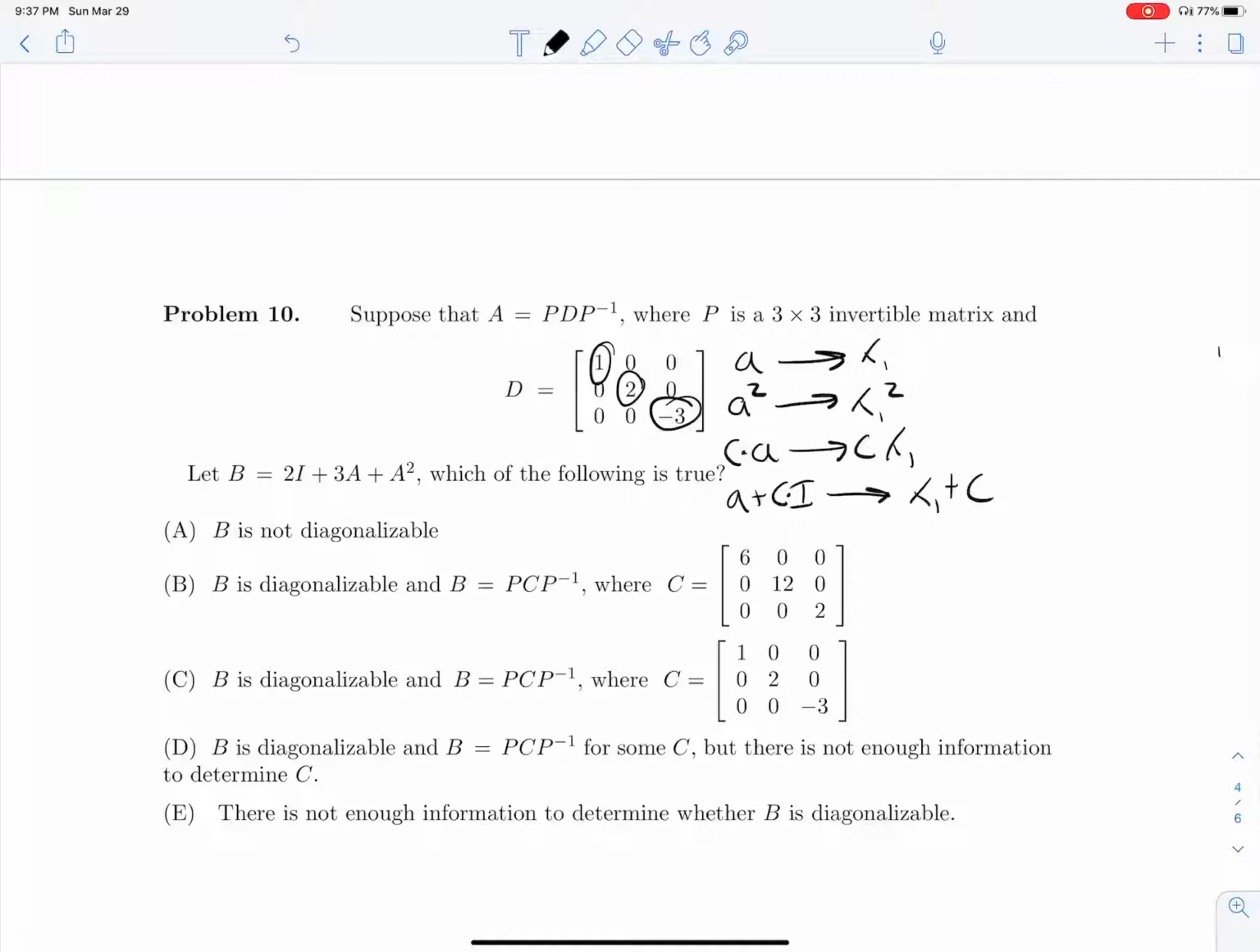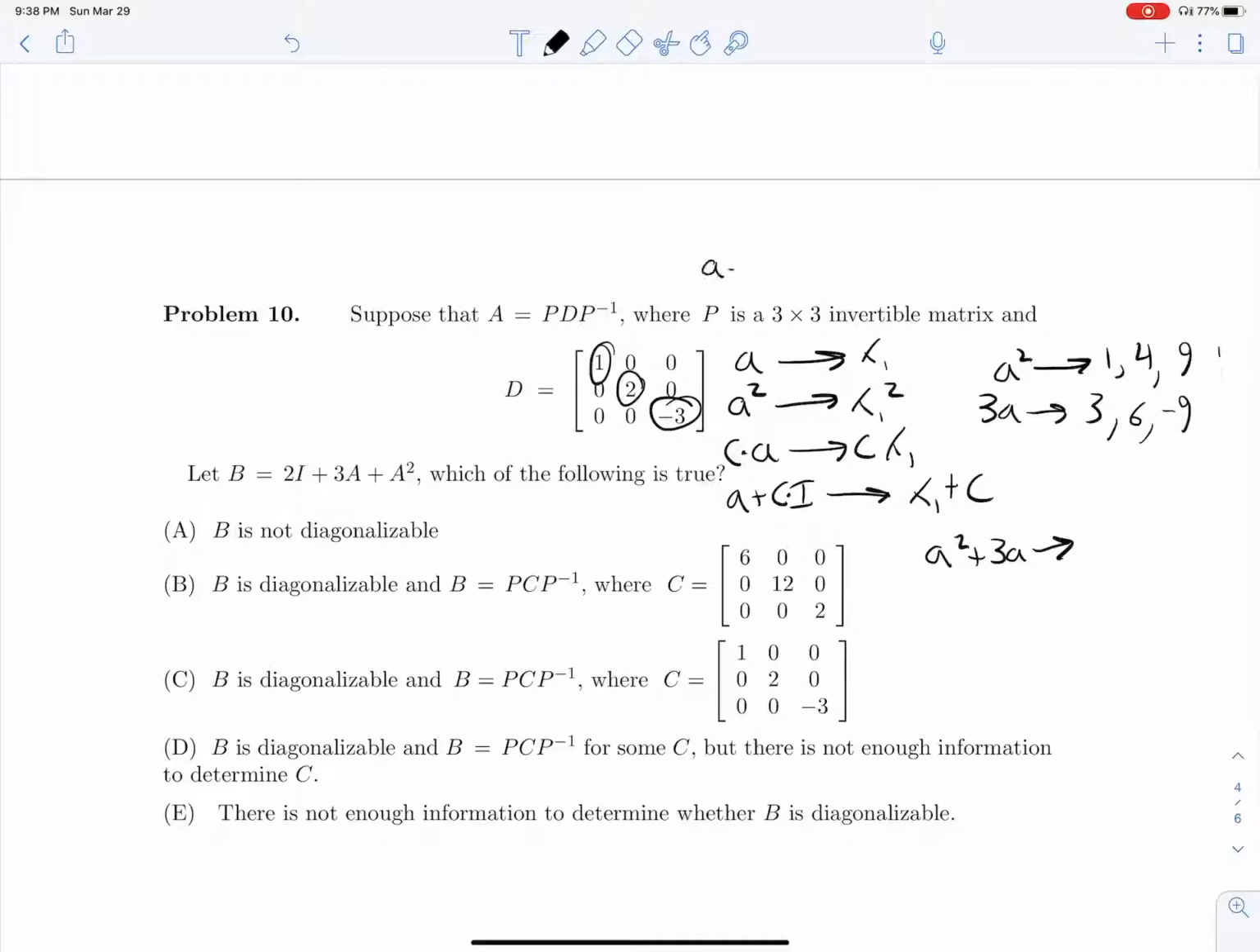We see that A squared will have eigenvalues 1, 4, and not negative 9, 9. 3A will have eigenvalues 3, 6, negative 9, and for all of these guys, A squared plus 3A, collectively we can just add these eigenvalues together, and that's another thing that I should note.